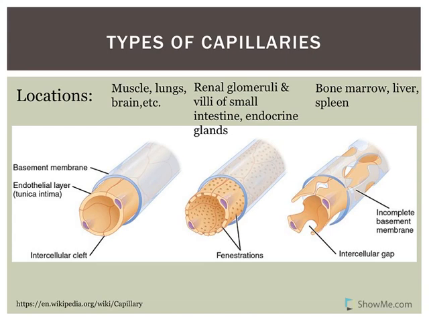Now we do have three types. The first type, what you see on the far left, is a continuous capillary. Continuous capillaries have an intact basement membrane, and the clefts that we see between individual cells are very, very tight. There's not a lot of space for things to get through.